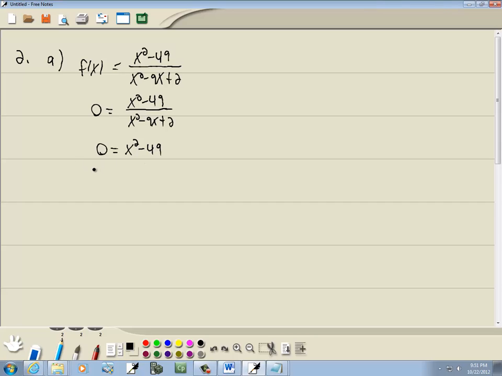So I'll take negative 49 on the left side, and it becomes a positive 49. The square root property says you drop off your squared and you put a plus or minus square root around the other side. And 7 times 7 is 49, so that gives us x is equal to plus or minus 7. If you want to write those in point form, that'd be negative 7, 0 or 7, 0.